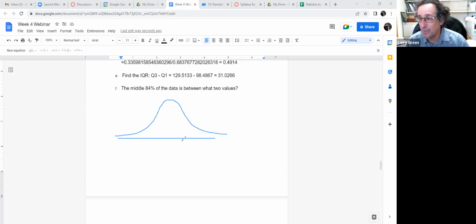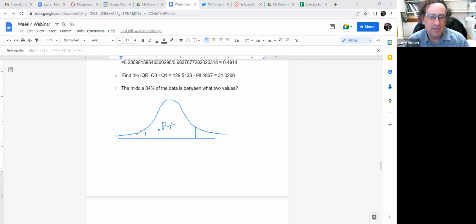Okay, so that's the picture, normal curve. And we want the middle 84%. So that's going to be something like here to here. Any questions on that? And what we want is to find out what those two values are. This is 0.84. Let me make that point a little darker. Is that clear? So this is 0.84.